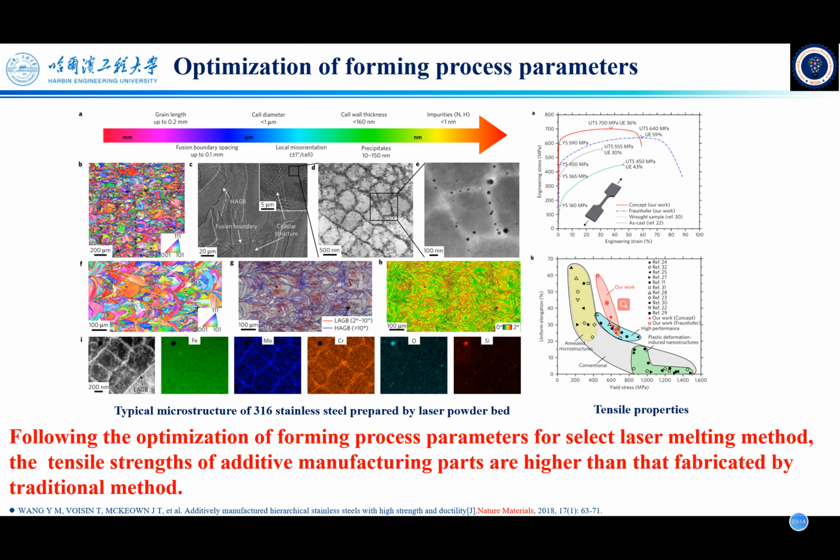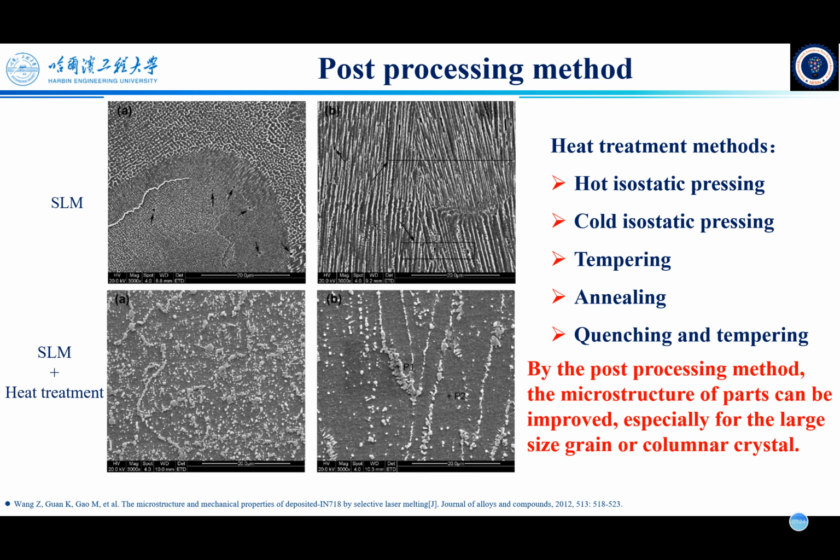Following the optimization of forming process parameters for the selective laser melting method, the tensile strength of AM parts is higher than that fabricated by traditional methods. The traditional heat treatment methods are always used to eliminate the defects and improve the properties of metal alloys. These methods are also used in the field of additive manufacturing.